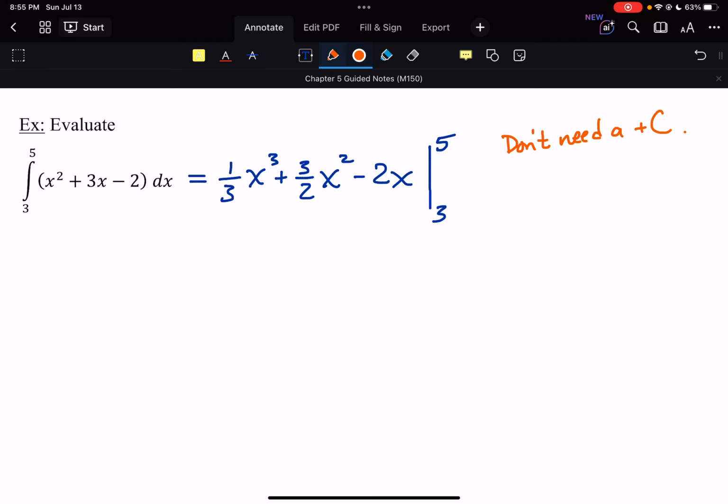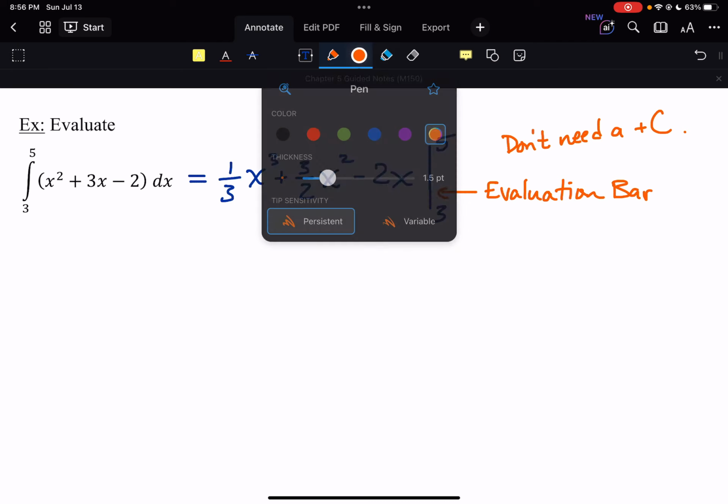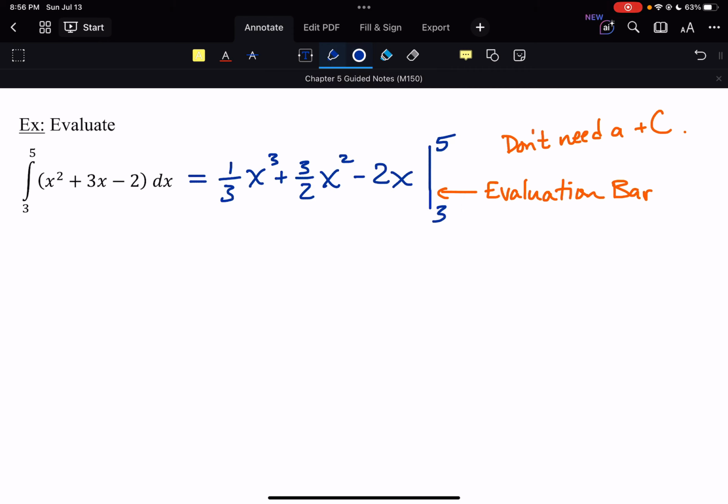This bar that I drew here is an evaluation bar. This is how we indicate that this function is being evaluated from 3 to 5 without using the integral symbol anymore. Because remember, the integral symbol indicates that we're taking an antiderivative. So once we've taken the antiderivative, we still want the 3 and 5 to show up here so that we know to use them, but we don't want to put the integral again because we've already taken the antiderivative.